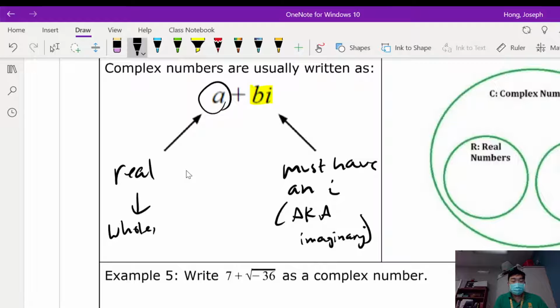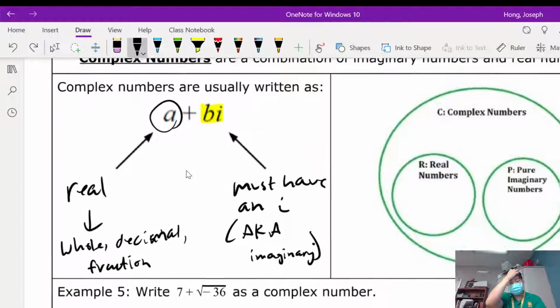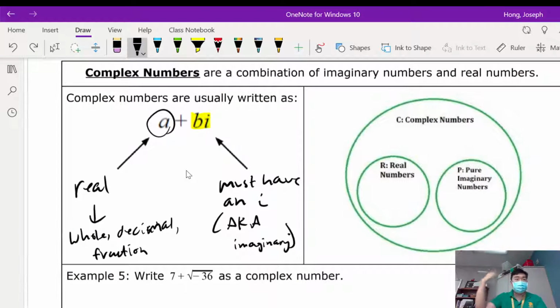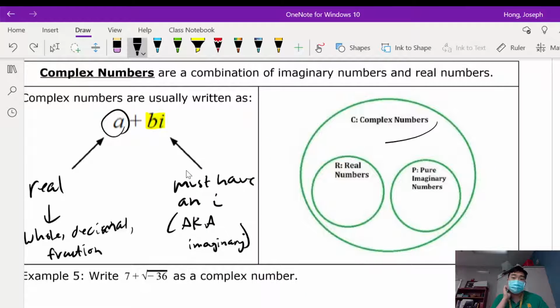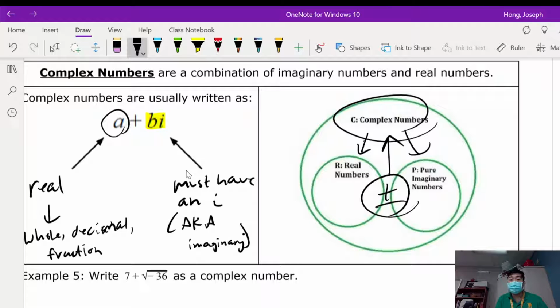or decimal, or even a fraction. Sure, as long as it's a real number. So if you remember from like 5th grade, which is a long time ago, even Mr. Hong confuses this, but complex numbers contain both real numbers and pure imaginary numbers. So really we add this plus or minus sign here to combine these two to create a complex number.